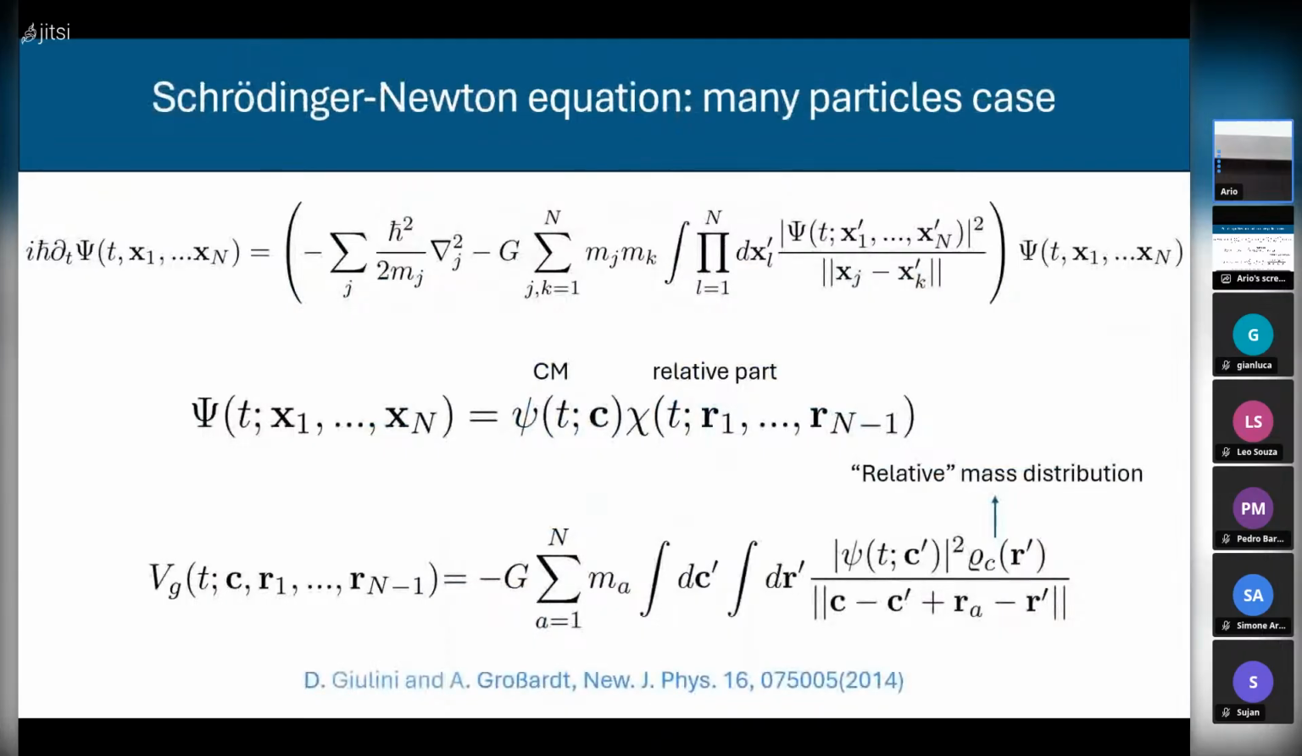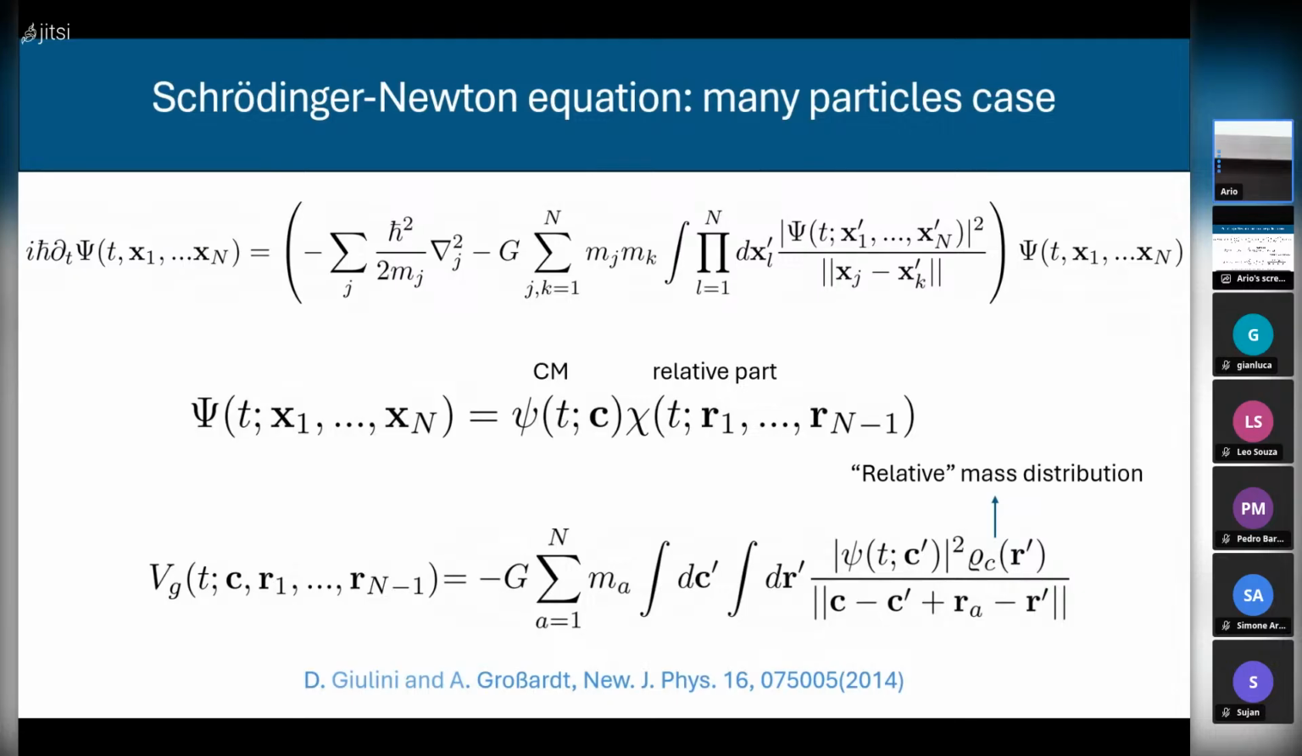When you want to do an experiment, and you want to deal with some kind of composite object, so a nanoparticle or whatever, you should take into consideration the equation for n particles. You can see here you have the kinetic term, then you have this gravitational potential, and here you can see that for J different with respect to K, you have some interaction between different particles. When J is equal to K, you have a self-interaction of the particle with itself.